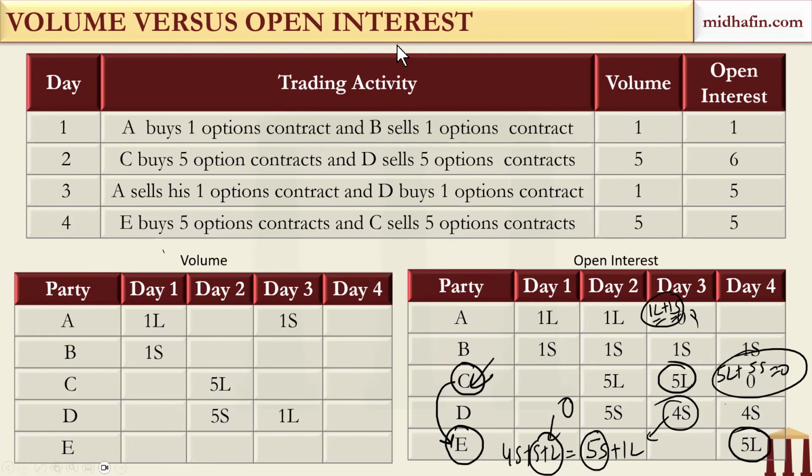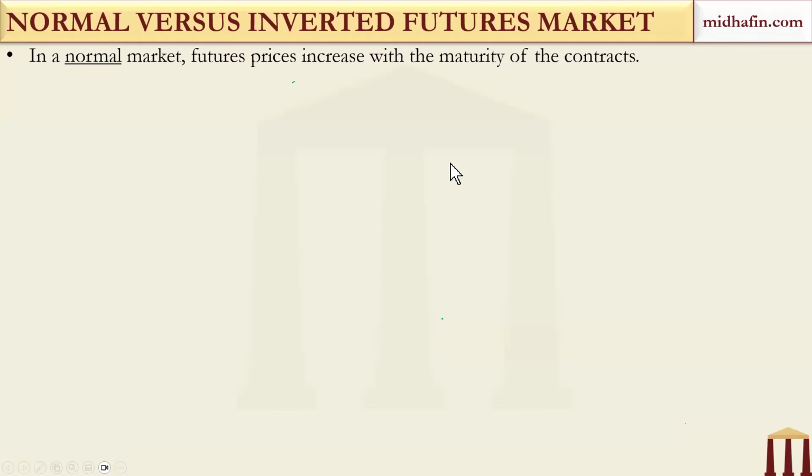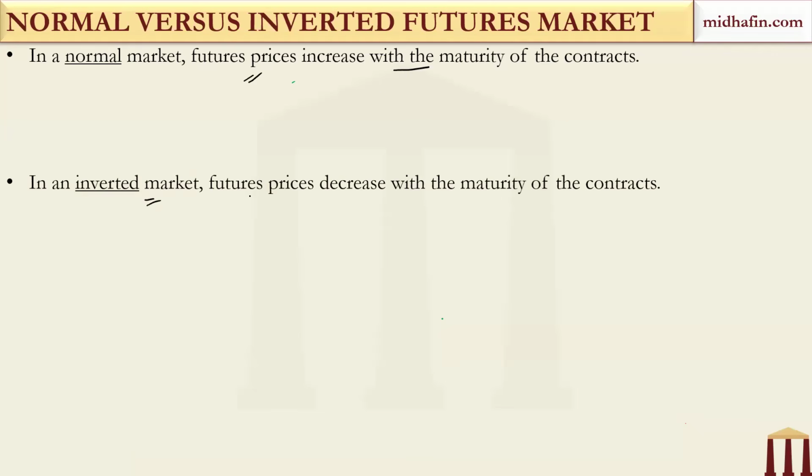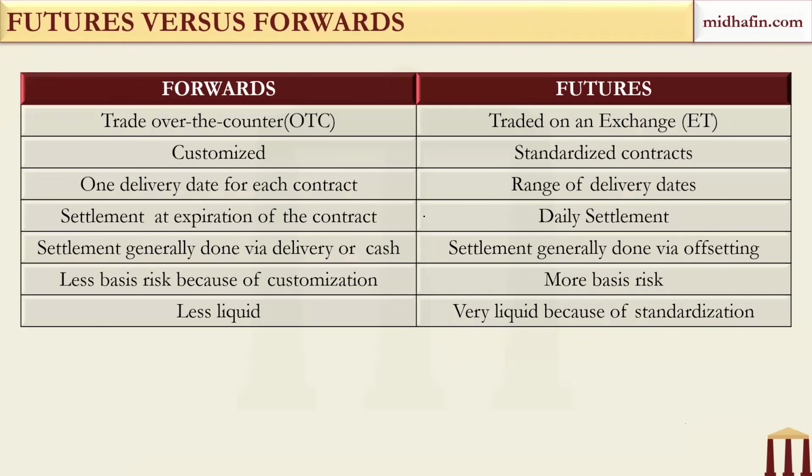Okay, fine. Next. Now, in a normal market, the futures prices increase with the maturity of the contracts, whereas in an inverted market, futures prices decrease with the maturity of the contracts. Now, let's conclude with this table discussing the brief differences between forwards and futures.